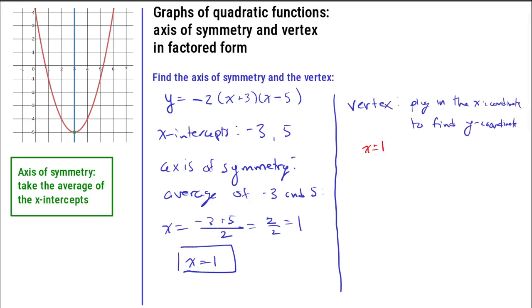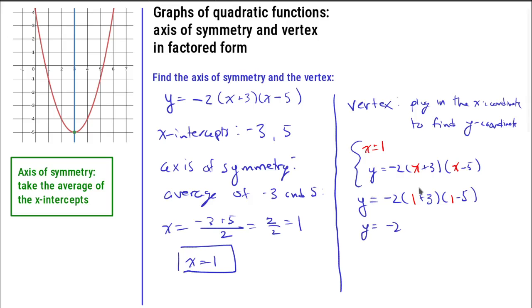And then we go back to our original equation, y equals negative 2 times x plus 3 times x minus 5. And we substitute 1 for x and solve for y. So y equals negative 2 times 1 plus 3 times 1 minus 5. And we simplify using order of operations.